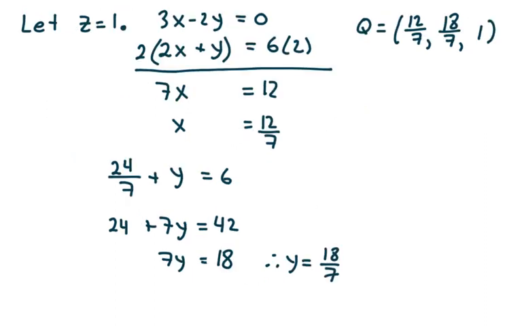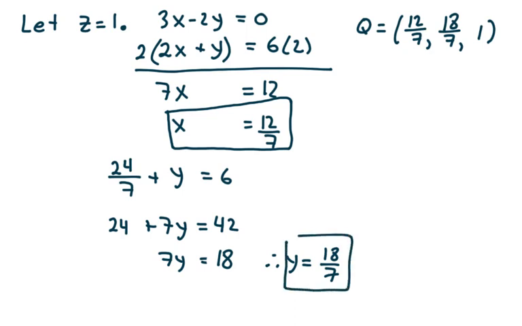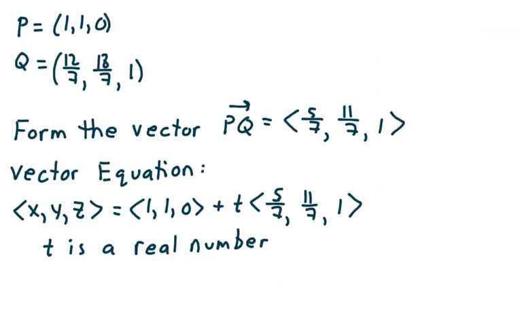Now, I'm going to let z equal 1. And when I let z equal 1, I'm solving the system 3x minus 2y equals 0 and 2x plus y equals 6. And if you notice, when I solve the system, I get x equals 12 sevenths and y equals 18 sevenths. And so q is equal to the ordered triple 12 sevenths, 18 sevenths, 1. Now I got 2 points on the line of intersection, and that allows me to find the equation of that line. And that's what I do next.